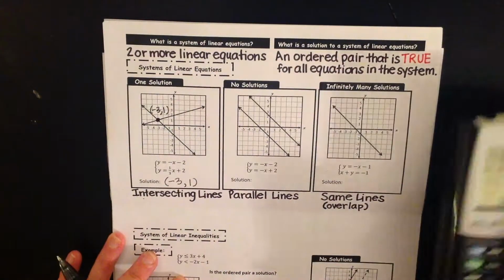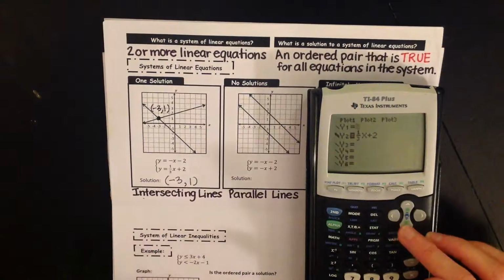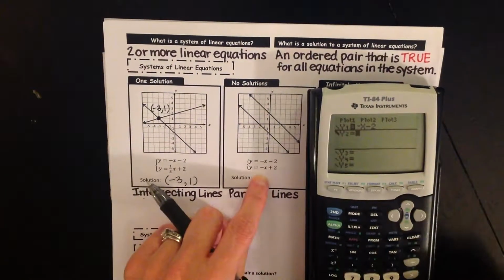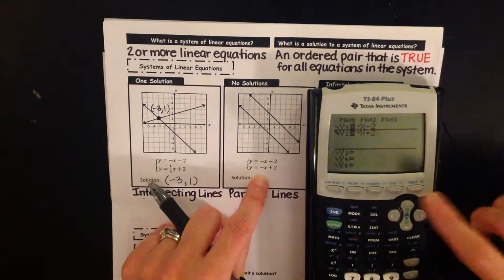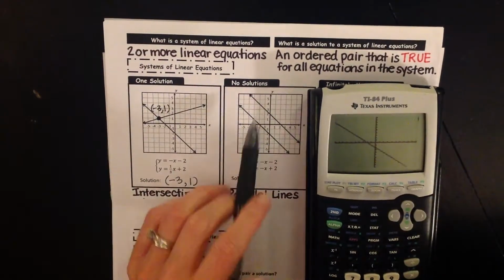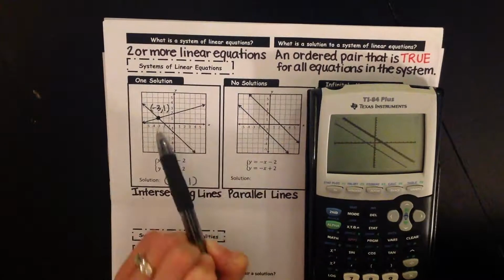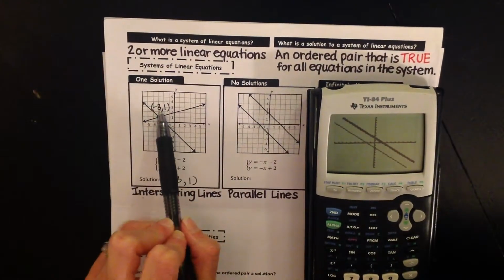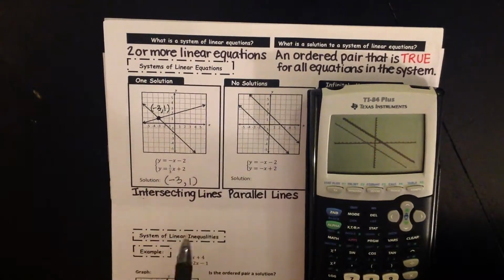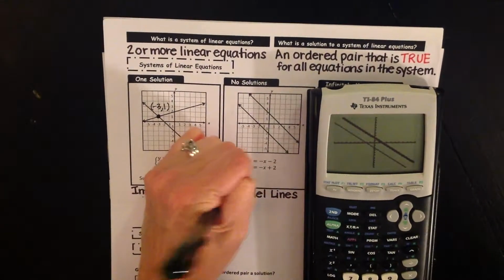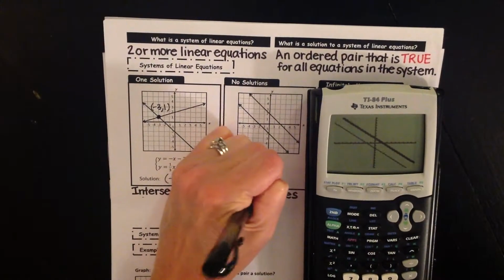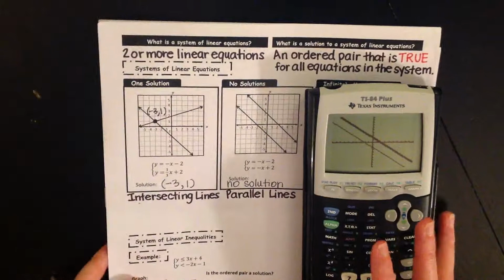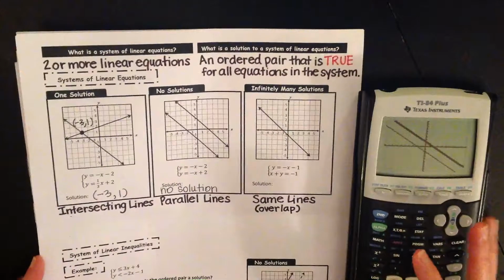Okay, so we're going to go back to y equals, and we're going to clear out y1. We're going to type in negative x minus 2, negative x plus 2, and we're going to hit graph. And notice, just like on here, we have parallel lines. Because they never meet or cross, they do not share an x value and a y value. So your solution is no solution. You literally are going to write the words no solution. Don't write 0, because 0 is a number they can cross at.